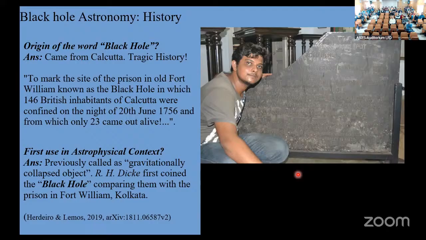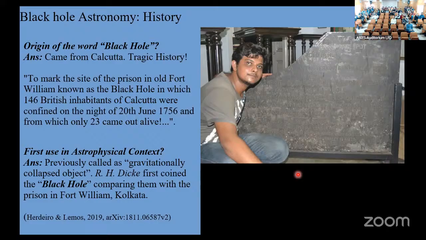And not 146, but 146 inhabitants were imprisoned in a very small cell. Only 23 came out alive. And the British press designated that cell as the Black Hole of Kolkata.